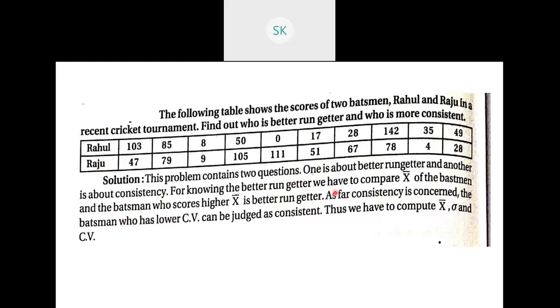To understand who is a better run getter, we have to calculate the arithmetic mean. To understand who is consistent, we have to calculate the coefficient of variation. The coefficient of variation formula is standard deviation divided by arithmetic mean, into 100. So in this problem we are supposed to calculate x bar, standard deviation, and coefficient of variation. We have to solve all three.